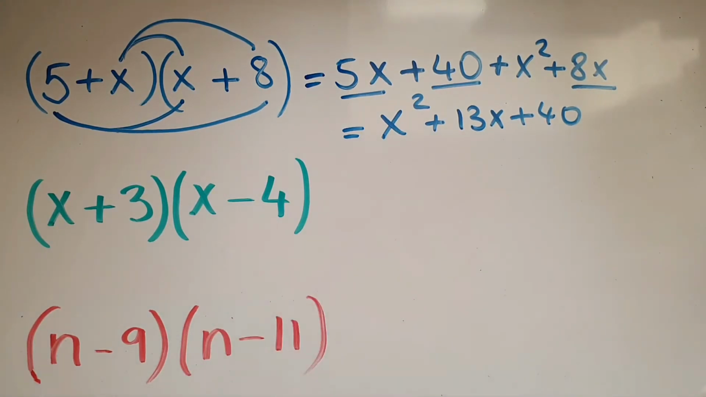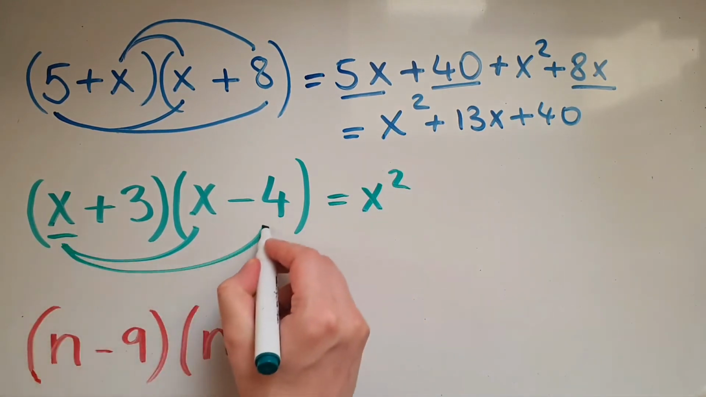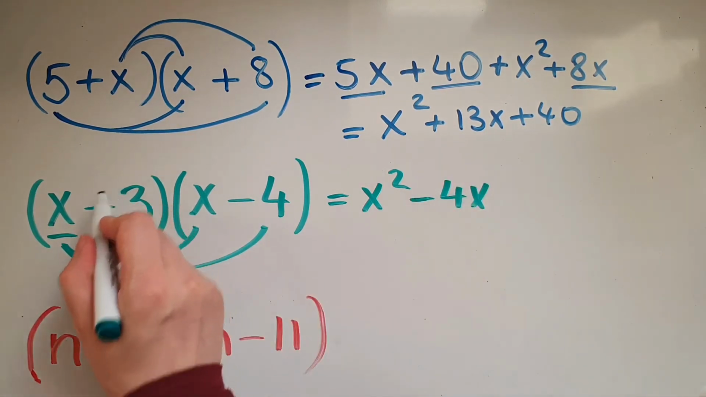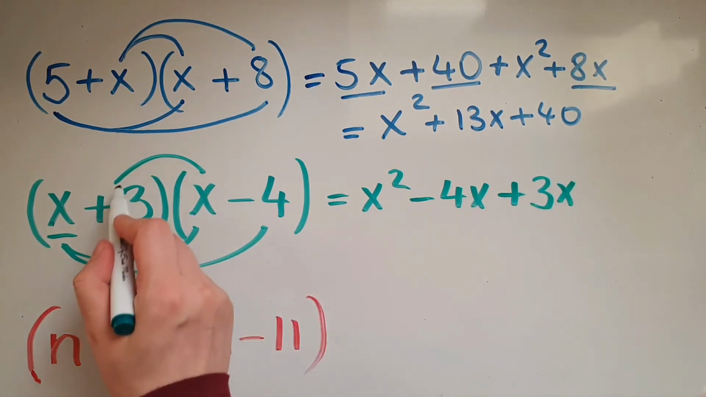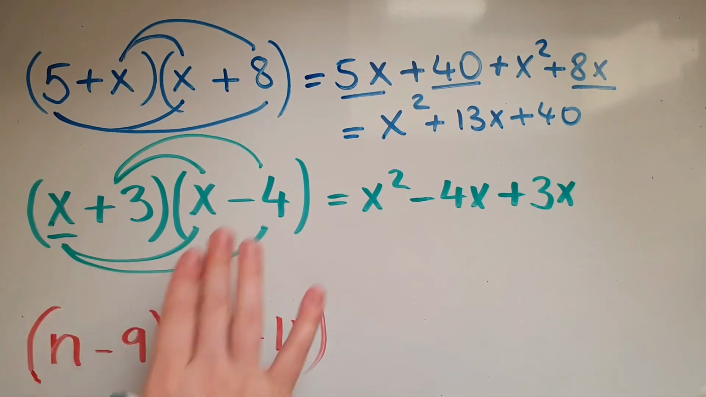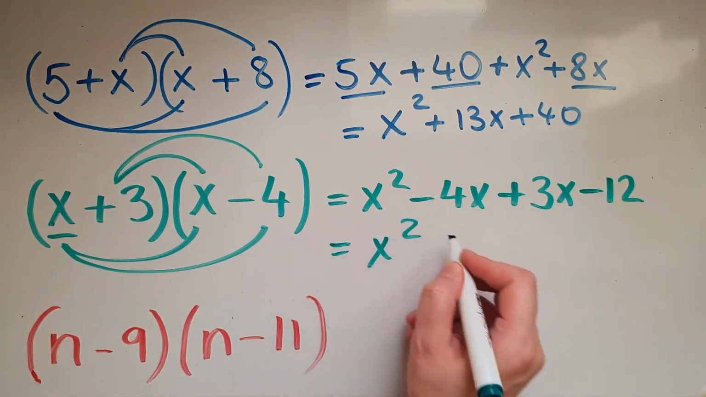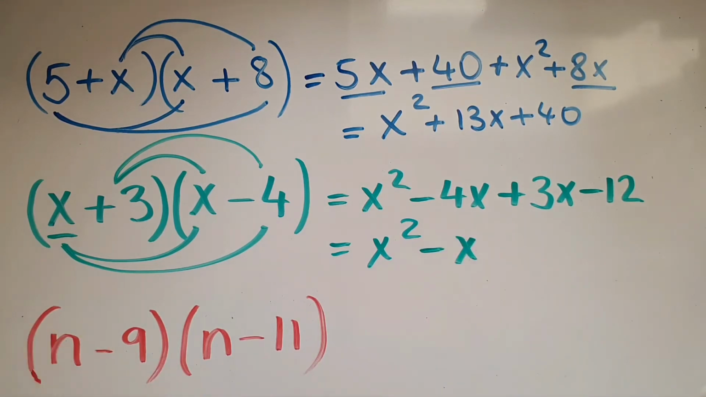Now looking at the next example, we're going to take x and multiply it by x, so that gives us x squared, and then x times negative 4, so that is minus 4x, and we've got positive 3 times x, that gives us 3x, and then positive 3 times negative 4 gives us negative 12. So we go x squared minus 4x plus 3x, that gives us minus x, or minus 1x. And that's the final version of the quadratic expression we are after.